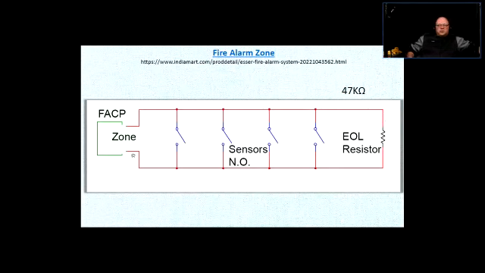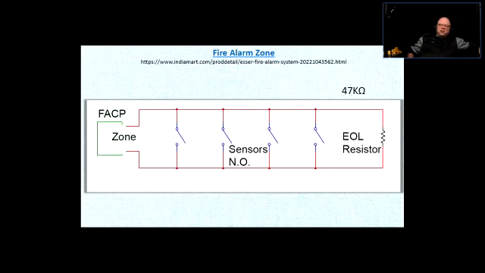Now, sometimes if the installation is wrongly done, some of the technicians, I have seen that in the past, have mounted the end of line resistor right at the point where the wires leave the zone. That is a no. It's wrong. The end of line resistor is nomen omen, end of line resistor.